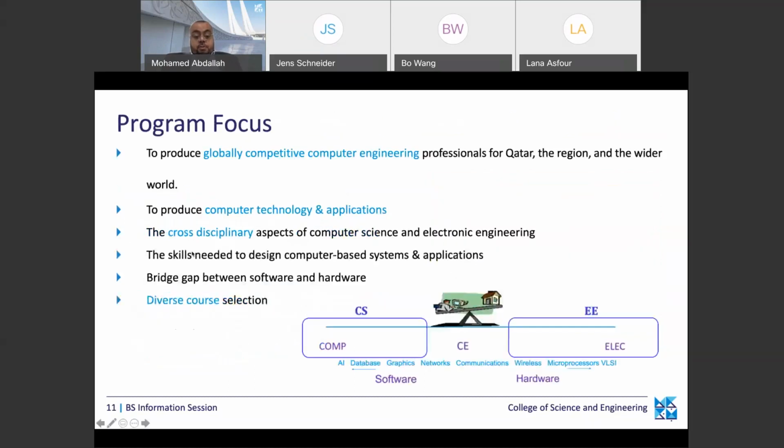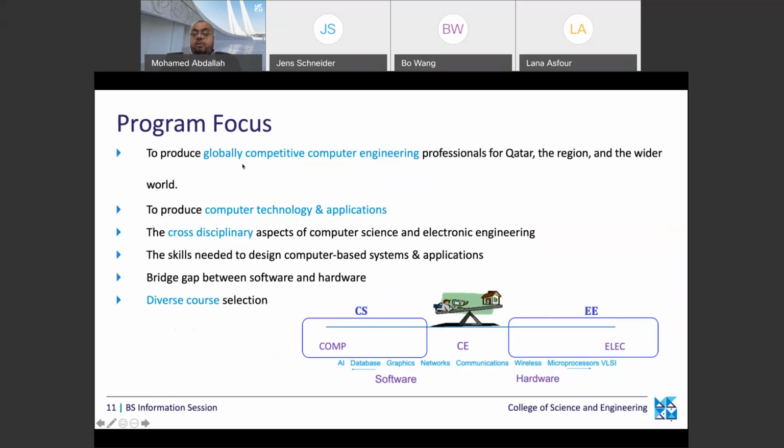If you look at the graph here, it's a balance between computer science and double E, which is electrical engineering. So you'll be able to learn the hardware part: we go through microprocessors, VLSI, transistors. And you're going to learn the important parts in software, like artificial intelligence, database, graphics, networks, programming. So the balance between both of these, this is our computer engineering.